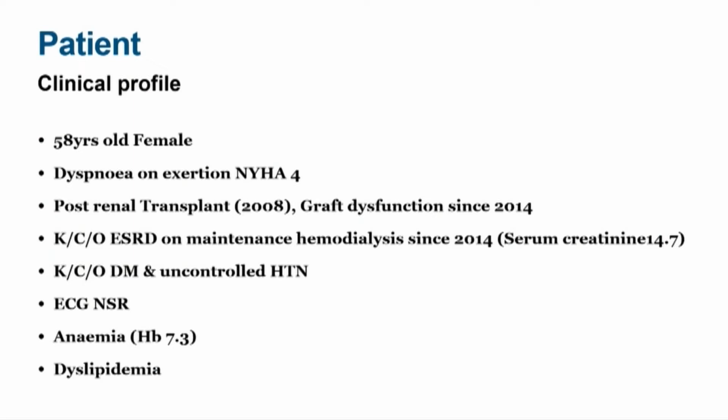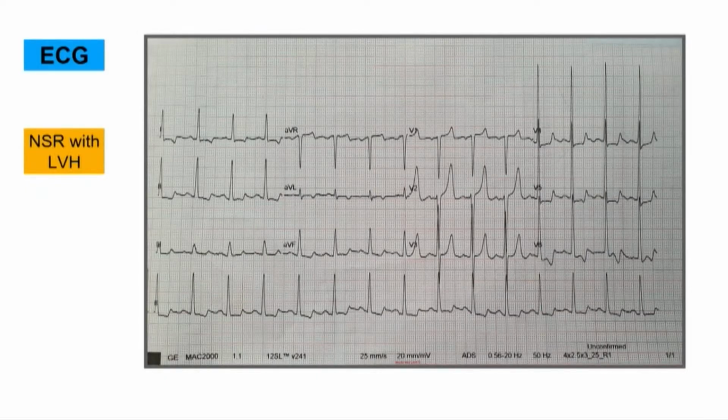So it's a young patient, a 58-year-old female, presented with NYHA class 4, post-renal transplant in 2008, had a graft dysfunction since 2014. Patient was on high dose of steroids, now again on end-stage renal disease, on maintenance hemodialysis since 2014, with diabetes, uncontrolled hypertension, sinus rhythm, anemia, dyslipidemia. Next slide. This is the ECG: normal sinus rhythm, LVH pattern, narrow QRS. Next slide.